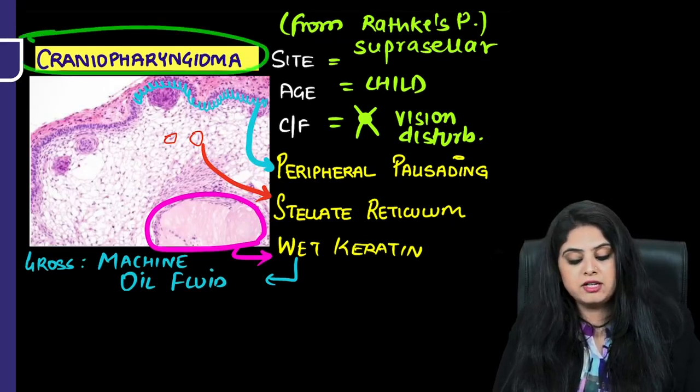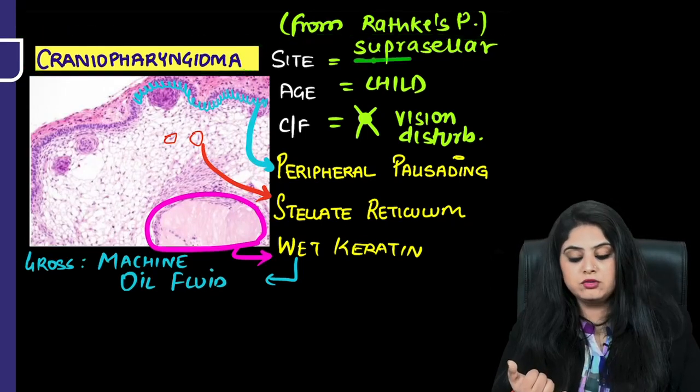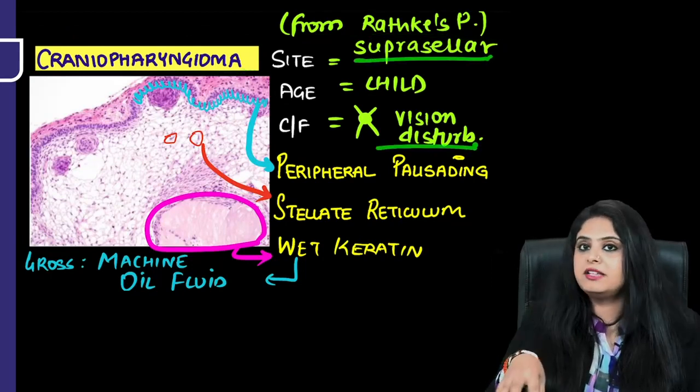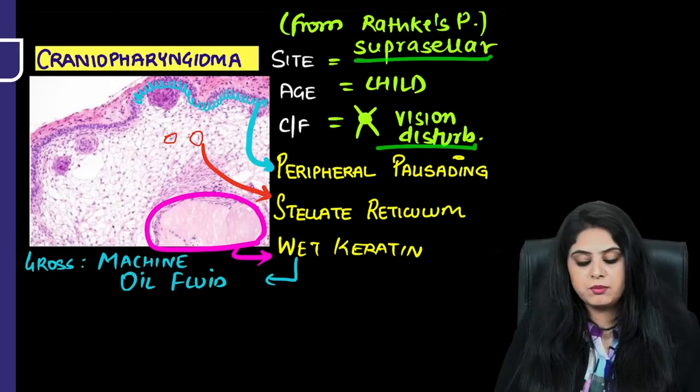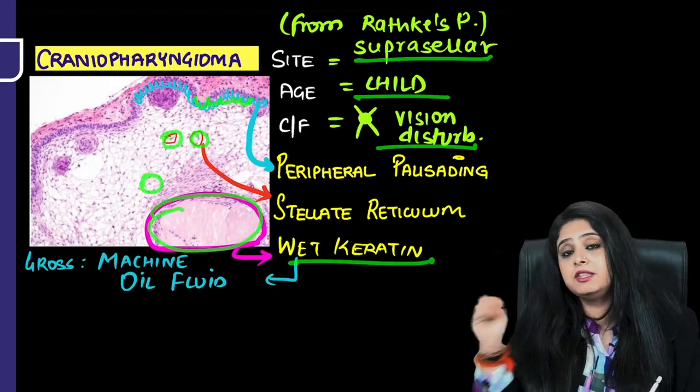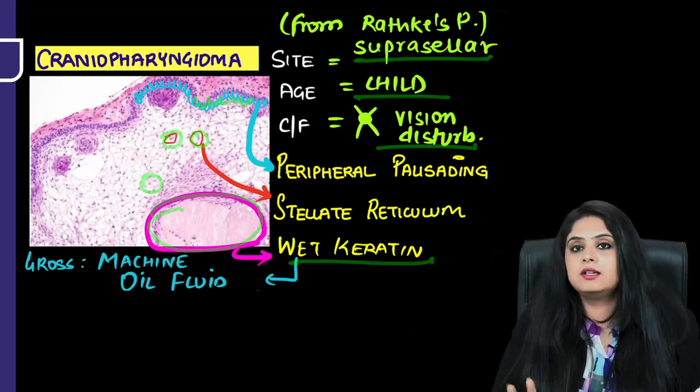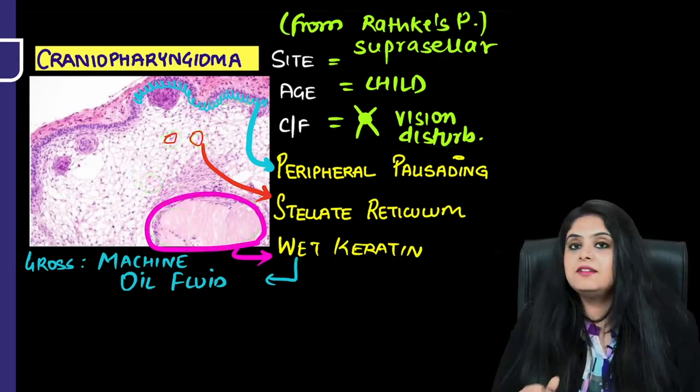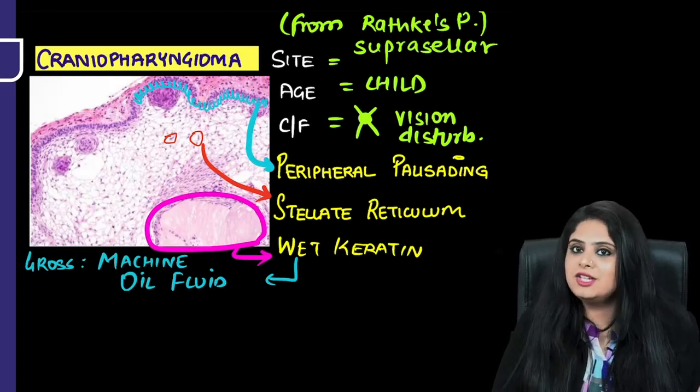So remember, craniopharyngioma is arising from the Rathke's pouch, suprasellar, so it will compress the optic chiasm and result in vision problems in a child. Peripheral palisading is seen, stellate reticulum is seen, wet pink keratin is seen, and with the eyes, how will you see that? Brown colored machine oil fluid. And with that, we have wrapped up all the CNS tumors and in general all the CNS pathology images.